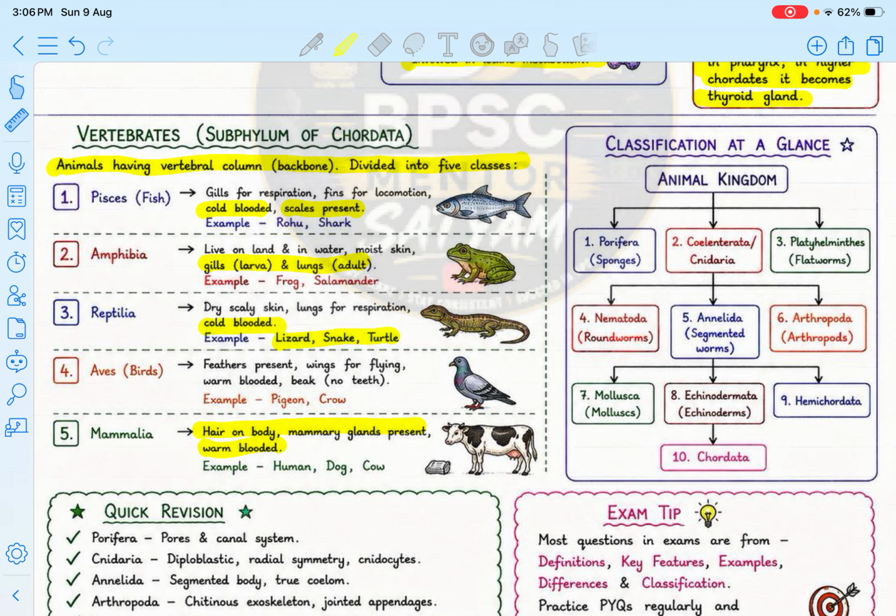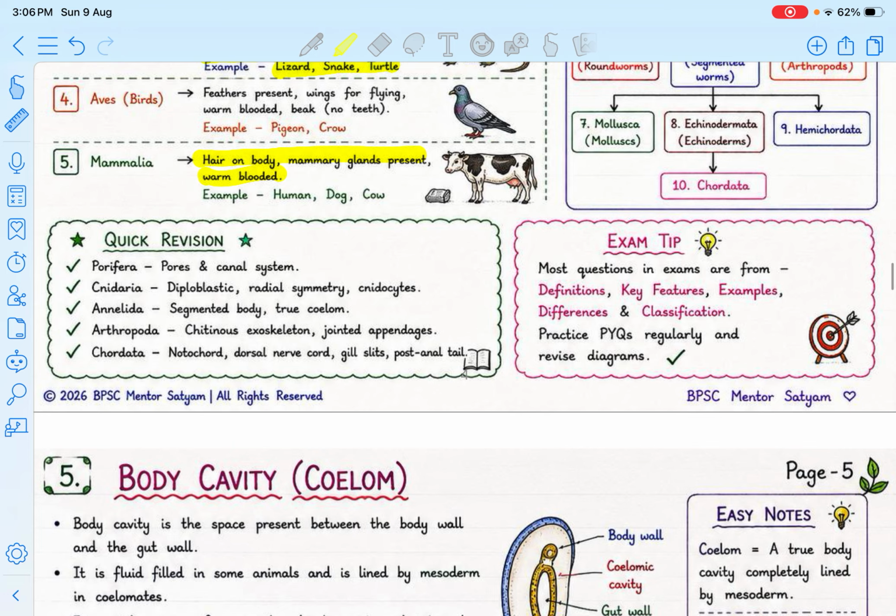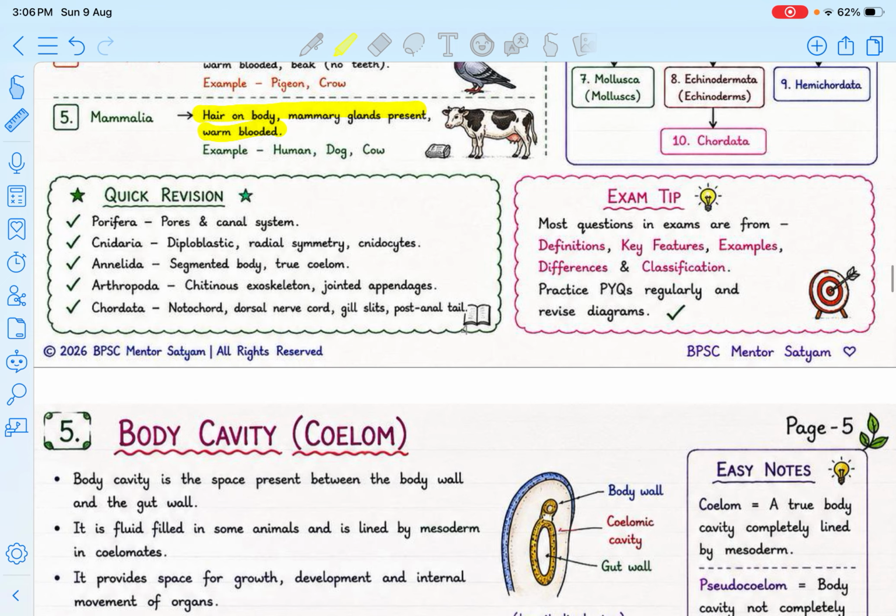And this is again the classification of the animal kingdom at a glance. So just for a quick revision, you can look into this. Let's do a quick revision. For example, Porifera was the pores and canal system. Cnidaria was that they are diploblastic, radial symmetry, and cnidocytes. Okay, and Annelida was the segmented body.